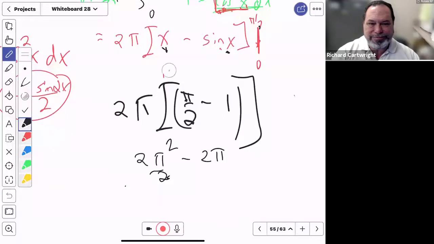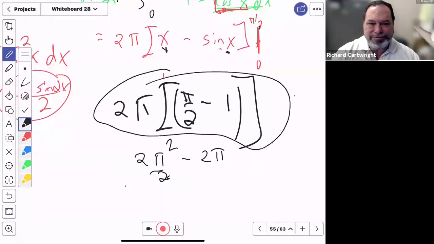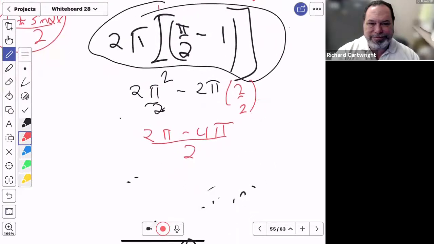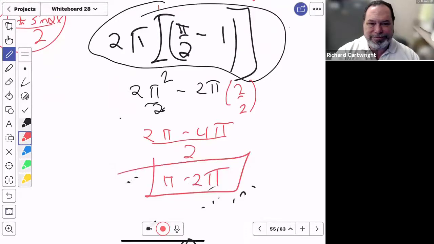If you're on the AP test, though, stop right here. Don't do anything dumb. Let's see. Multiply by 2 over 2. That's what I did. I forgot to square pi. I found my own mistake. That's 2 pi squared minus 4 pi all over 2, which turns into the simpler pi squared minus 2 pi. I'm sticking with that answer.